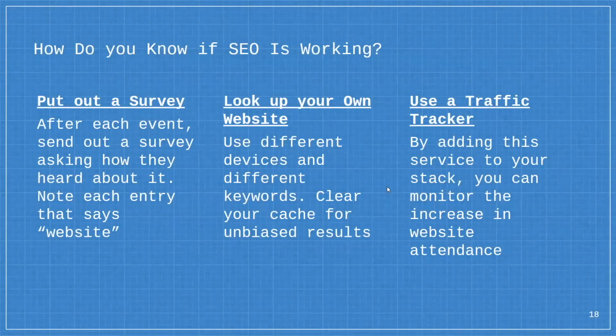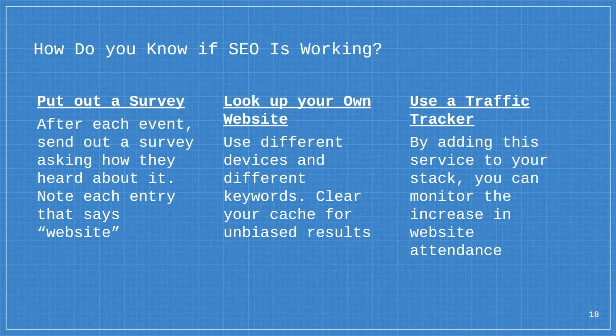There are other ways as well to see if your search engine optimization is working. Our favorite way is to put out a survey. After each event, we send out a survey asking how they heard about the event. It's usually word of mouth, TV, news, but every once in a while, we'll get someone that says, I found it on your website. And those are the answers that are going to interest you the most.